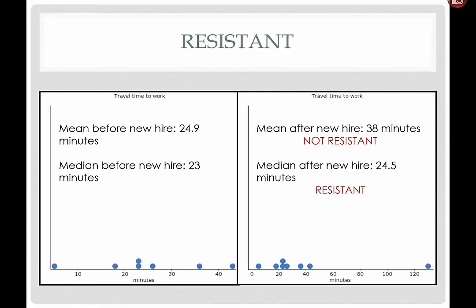So the mean is not resistant to outliers, a really, really big number or a really, really small number in comparison to the rest of the data. The median is resistant because you're taking that middle number. If you have one that's really far to the left or really far to the right, it's not going to change the median that much.